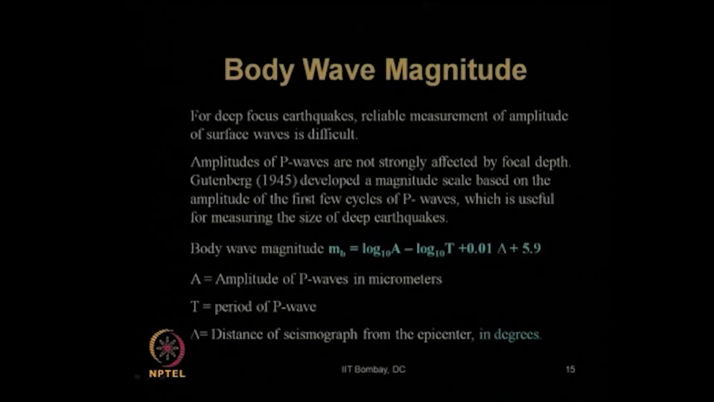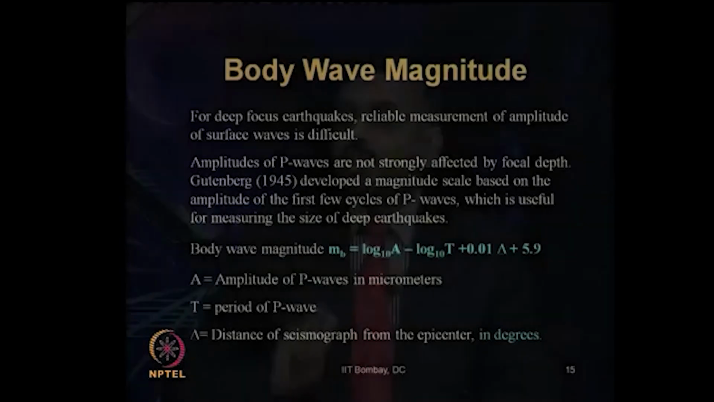The amplitude of the P waves is not strongly affected by the focal depth. Hence, this concept of body wave magnitude scale was developed by Gutenberg in 1945, which is a magnitude scale based on the amplitude of the first few cycles of the P waves, useful for measuring the size of a deep earthquake. So, for deep earthquakes this scale is utilized. You should know which scale is suitable for which type of earthquake. We should not blindly use any scale for any type of earthquake.